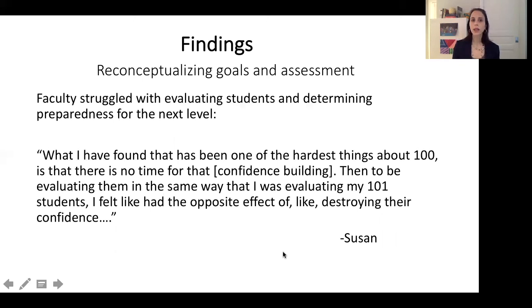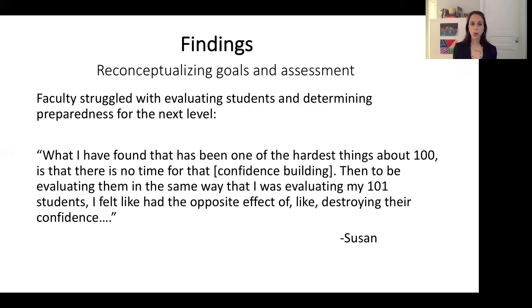Another finding was reconceptualizing goals and assessment in the course. So faculty really struggled with questions of evaluation and determining preparedness and readiness for the next level. This course is a combined gateway course in that if students pass, they have also passed English 101 and are moving on to the next level, in other words, freshman composition.